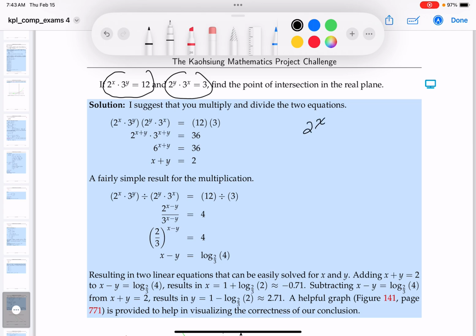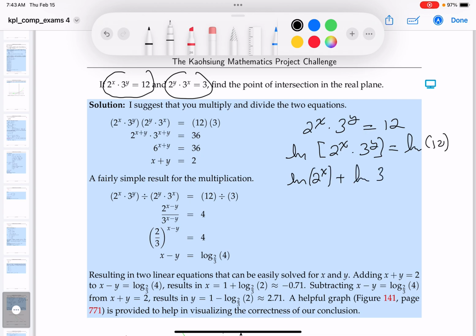2 to the x times 3 to the y is equal to 12. I would probably take the natural log of both sides, and you get the natural log of 2 to the x times 3 to the y equals the natural log of 12. What do you get now? You get the natural log of 2 to the x plus the natural log of 3 to the y equals the natural log of 12. What do you get there? x ln 2 plus y ln 3 equals ln 12. All right? Now, granted, this is an equation of a line.